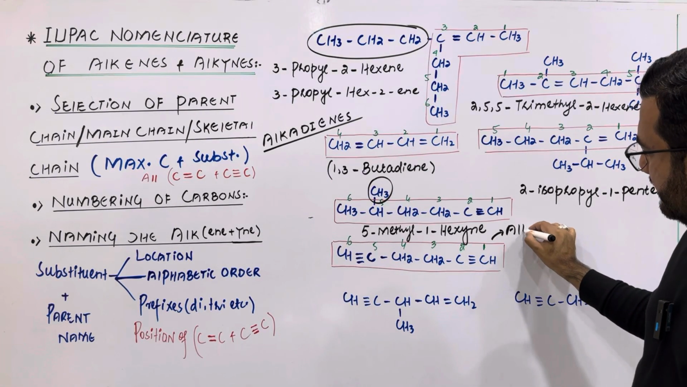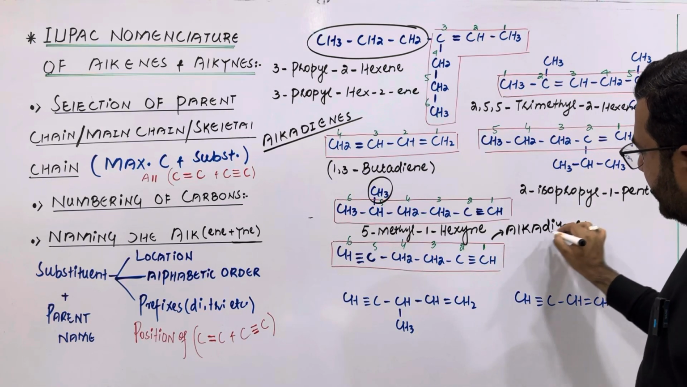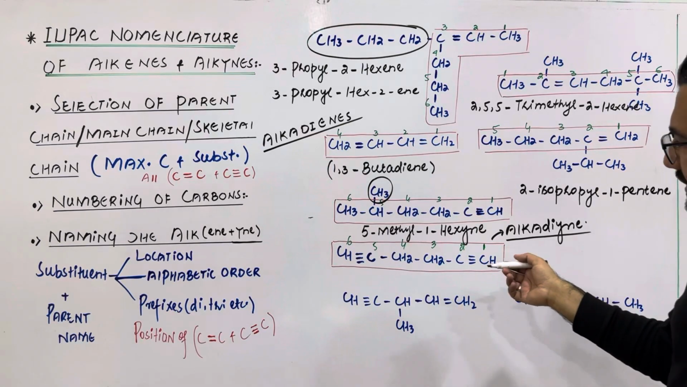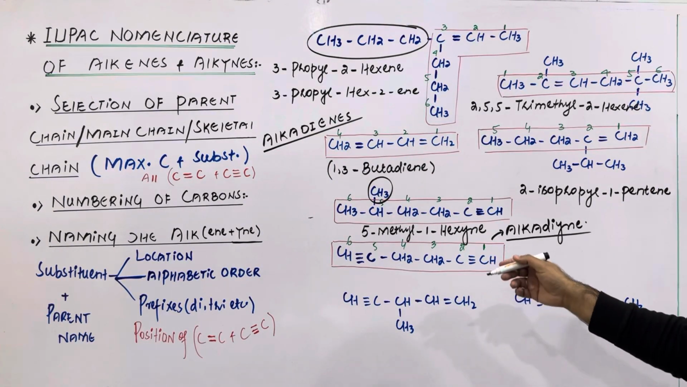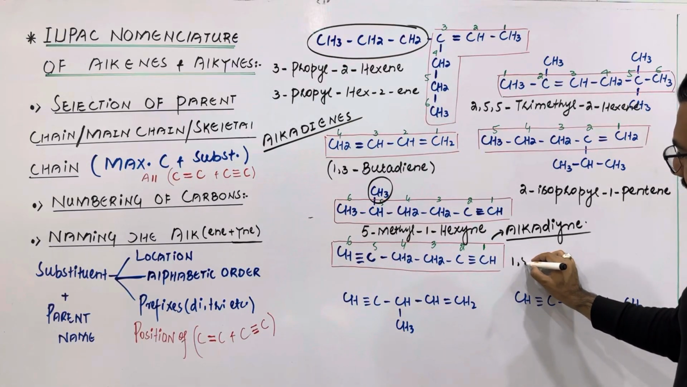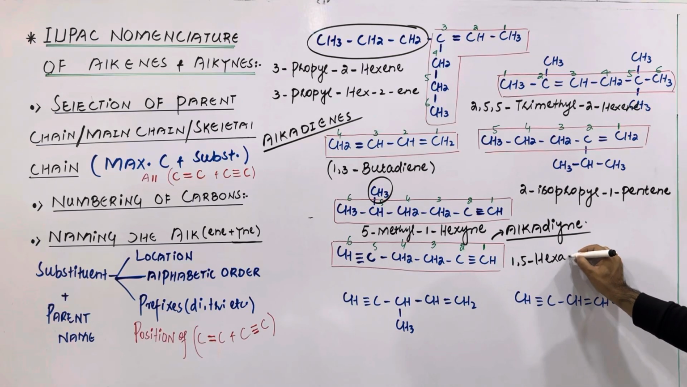Now this one is an alkadiyne basically. It has 2 carbon-carbon triple bonds. There is no substituent, so first of all mention the location of the triple bonds, that will be 1 and 5. And there are 6 carbon atoms, so hexadiyne.